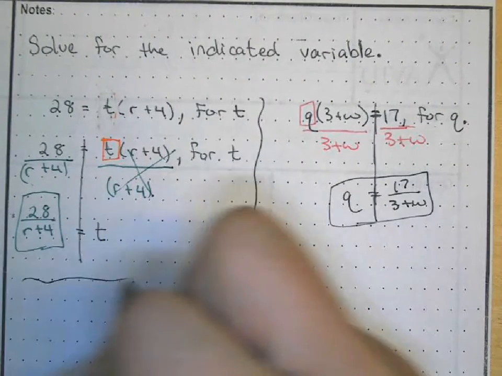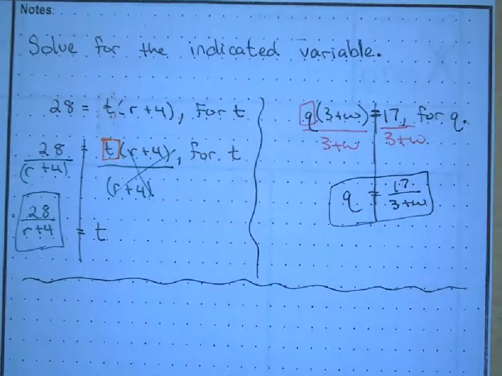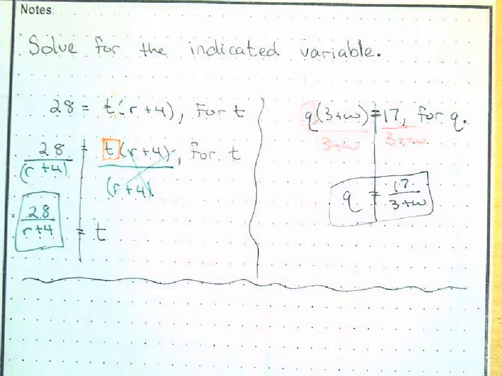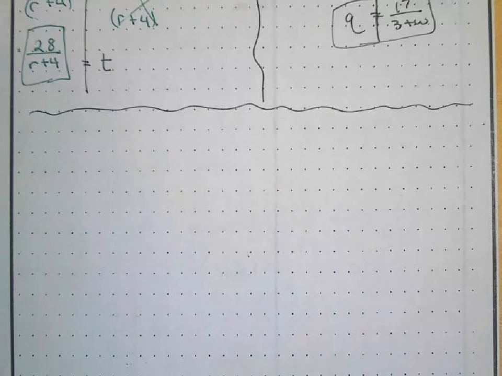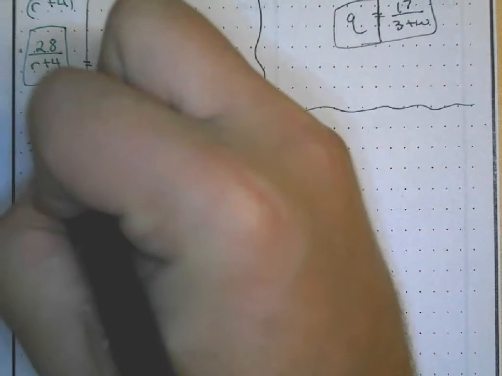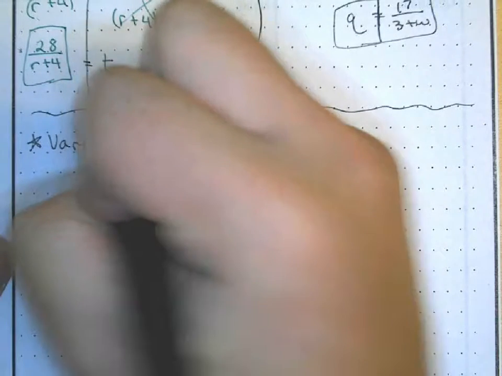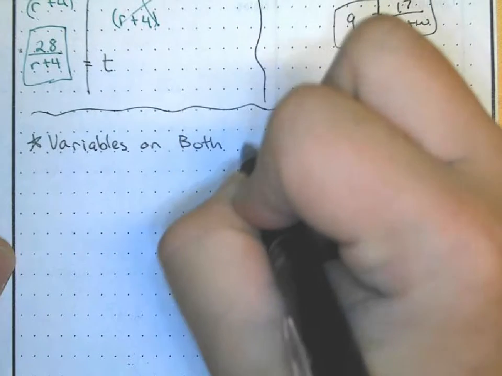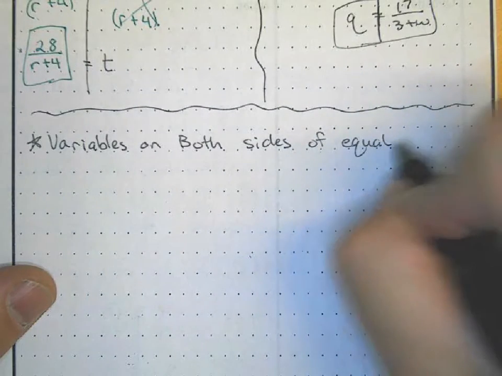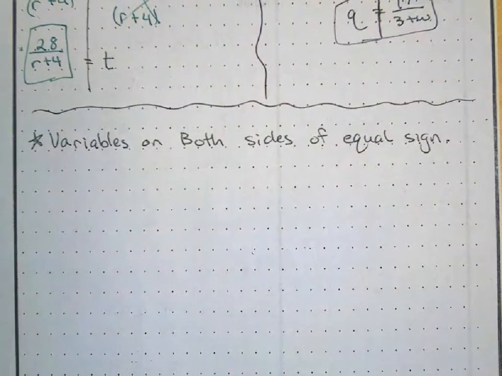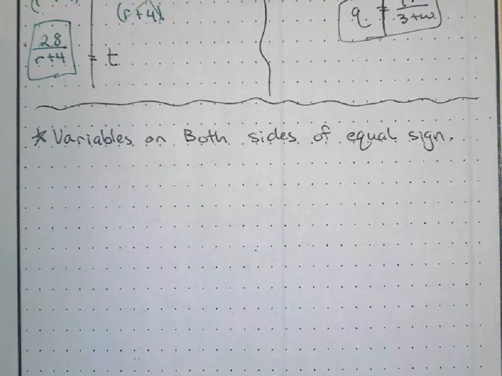Now this next one is a little more complicated. So we're going to try to see if we can handle this. And this is what happens when we have variables on both sides of our equal sign. So if I'm solving for the same variable and it's on both sides of the equal sign, I have to follow that rule. I need to get all the x's to one side and then all the other stuff to the other side.